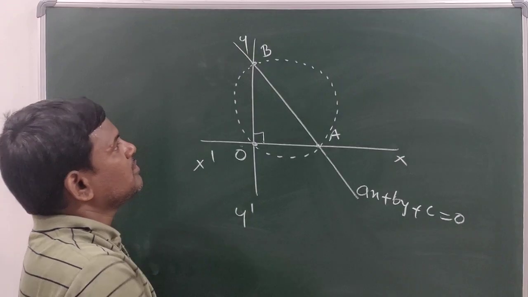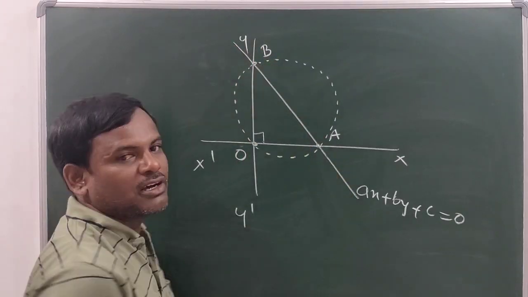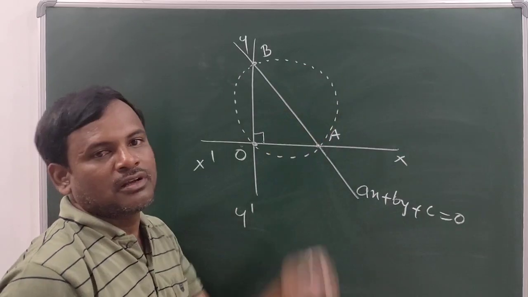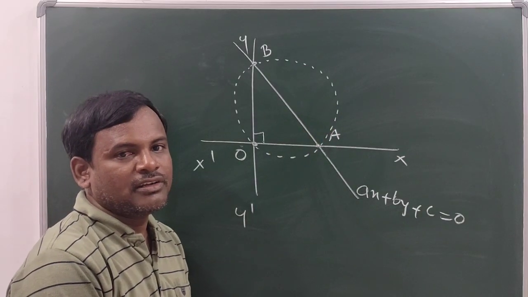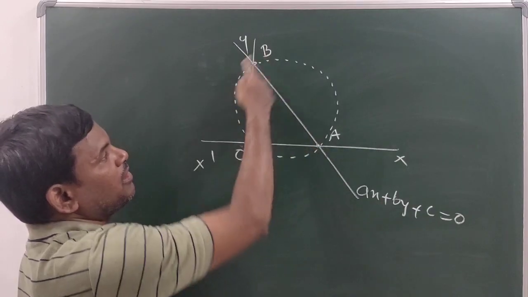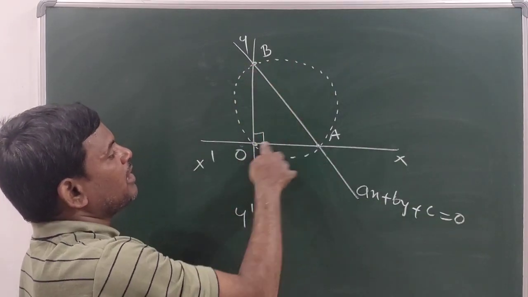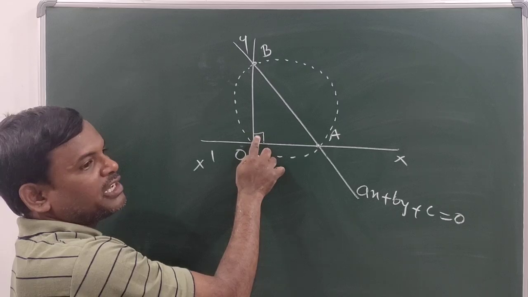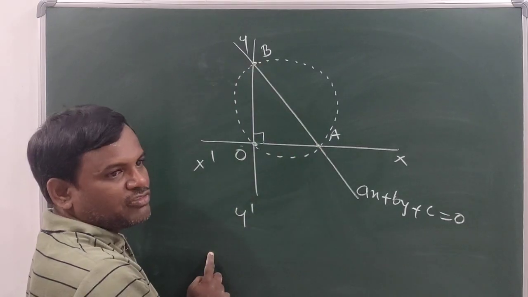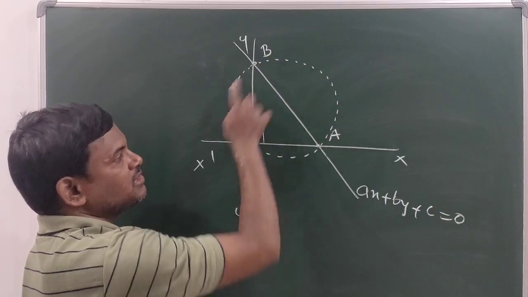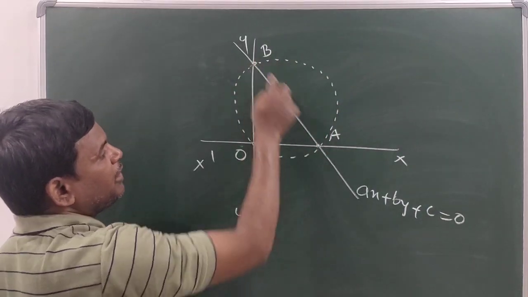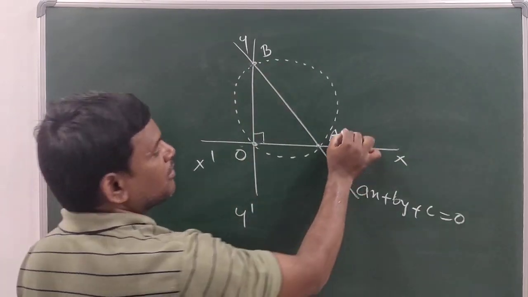Hence this line will be the diameter for this circle. Am I right? Because the angle in a semicircle is 90, no? Hence this hypotenuse will be the diameter for this circle. Now identify the end points of this diameter.